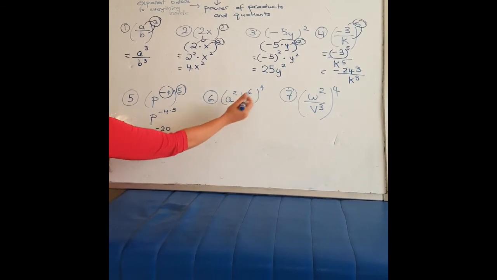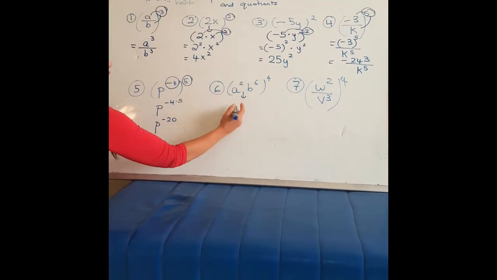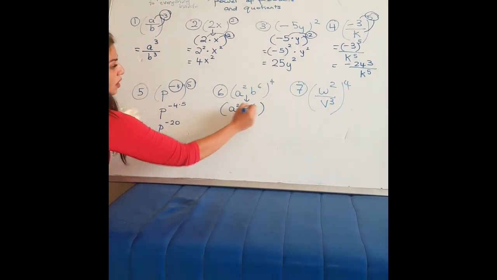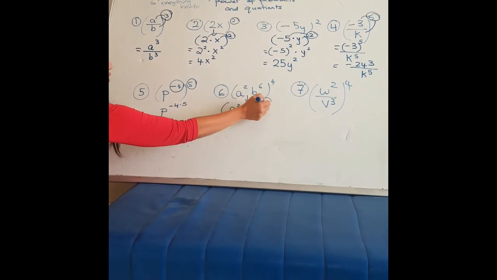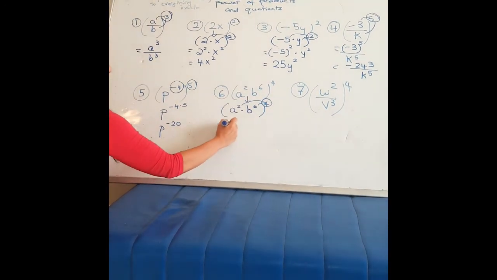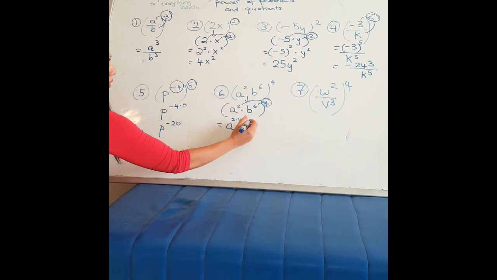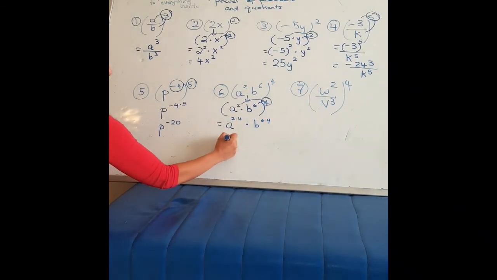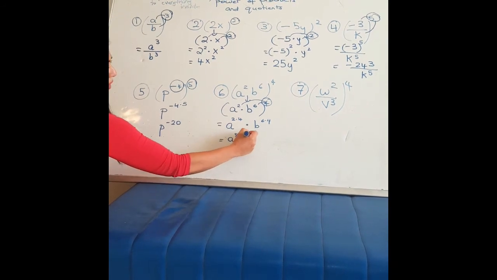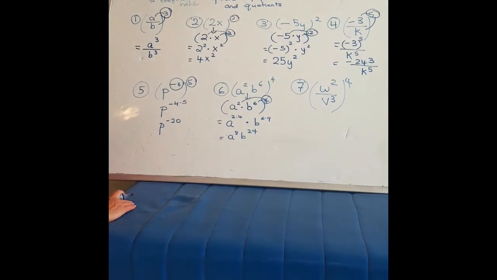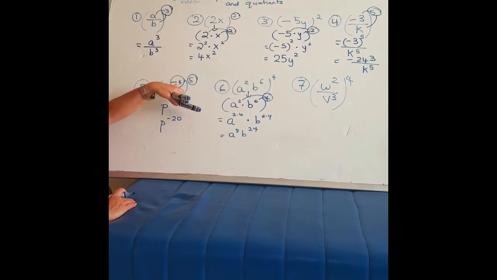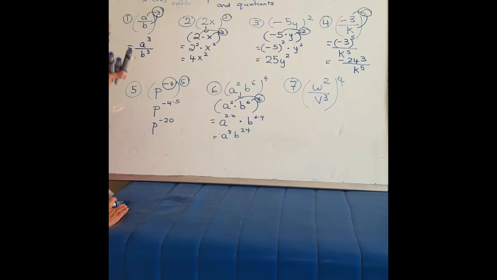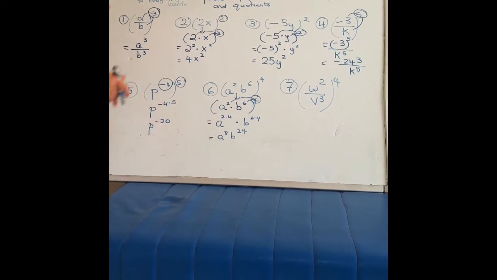The same goes for here. I'm going to distribute. First thing I do, a^2 times b^6, all of this to the fourth power. I distribute the 4: a^(2 times 4) times b^(6 times 4). So it's a^8 b^24. Please remember, whenever you have exponents inside and outside, you multiply. Other than that, you simply distribute the exponent that's outside your parentheses.